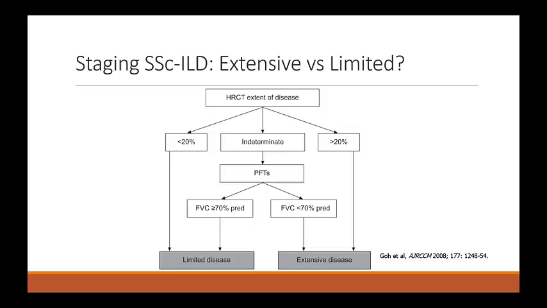So this algorithm primarily uses high-res CAT scan findings to grade the severity of disease. If the degree of lung involvement is less than 20%, that's termed limited. Anything more than 20% is termed extensive. However, if you're somewhere in the middle, that's where your FVC can play a role in helping guide whether you're in the extensive or the limited branch. An FVC less than 70% fits more with extensive, and anything more than 70% goes more with limited.